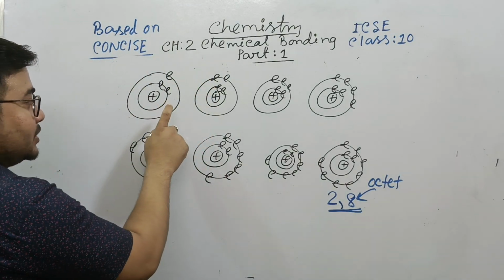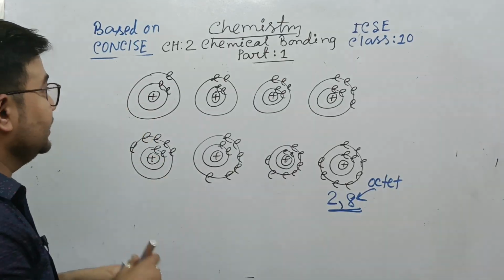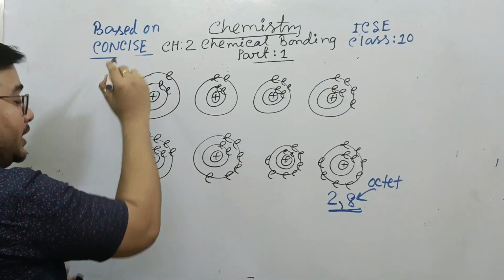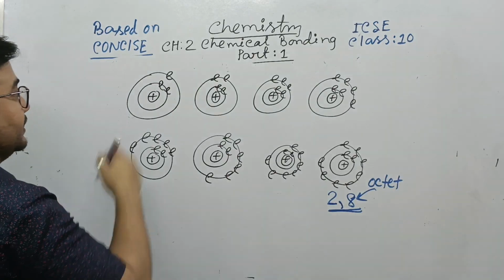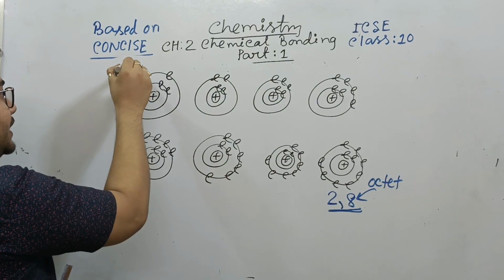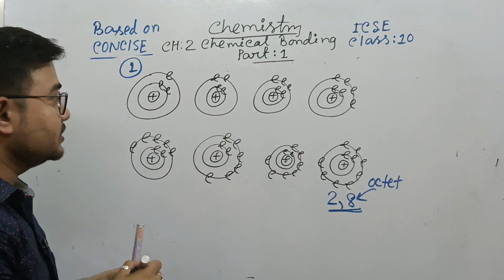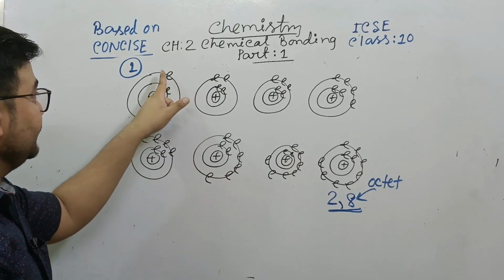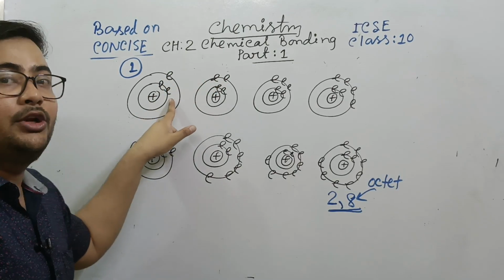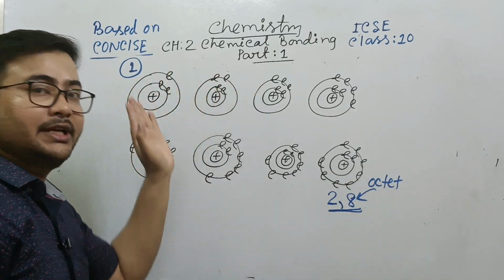So in the case of the first atom, it can donate one electron. Look at the board properly, the way of writing. In this case, if this atom donates one electron, the last shell will vanish because only one electron is present here. Then the 2 will open up, and 2 means stable. So if it donates one electron, it is stable.